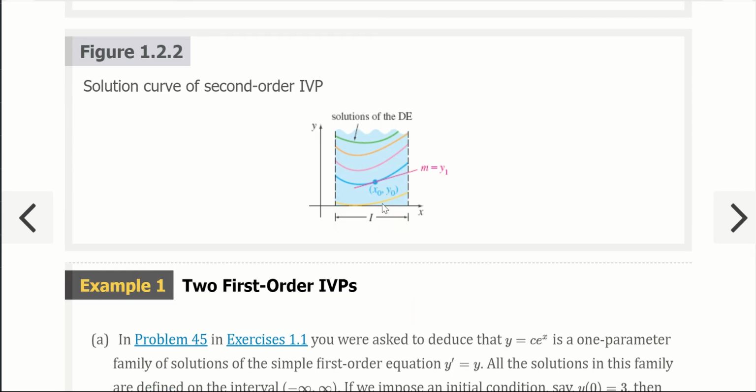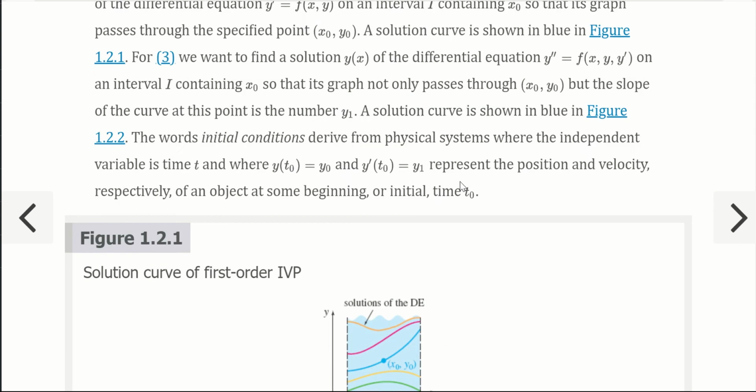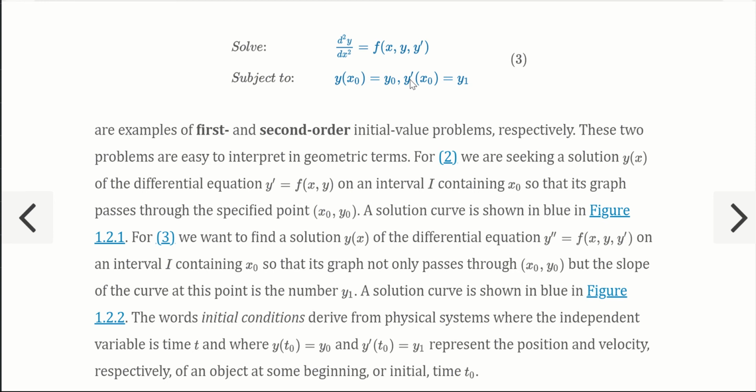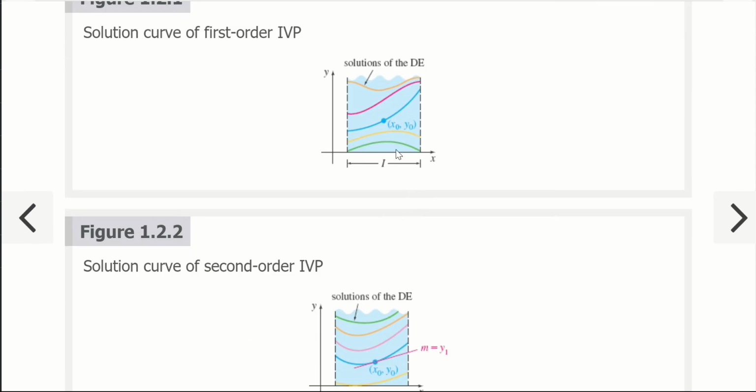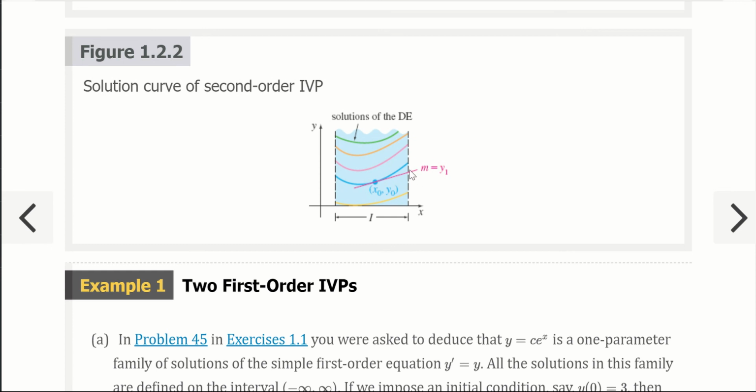If we also wanted to look at what would be the geometric interpretation of a second order initial value problem, again, we want to find the solution curve. So out of all of this family of solutions, we want the one that, first of all, would have the initial value that we wanted. And in addition to that, that curve has to have this slope. In other words, the first derivative, this condition right here: the slope of the solution curve at that point has to have the prescribed slope, which is what we see right here.